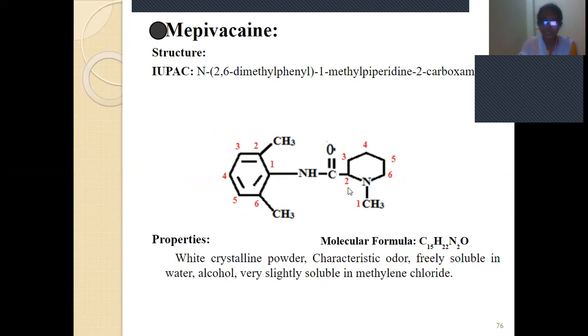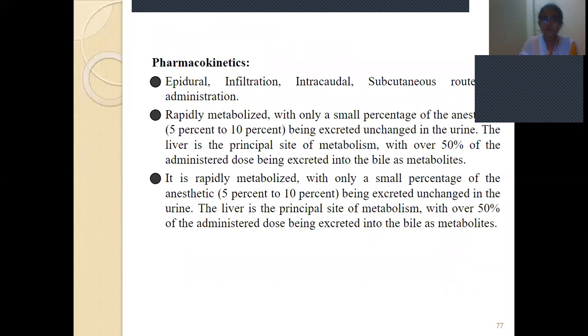Properties are: it is a white crystalline powder with a characteristic odor, freely soluble in water and alcohol, and very slightly soluble in methylene chloride. Pharmacokinetics: the route of administration is subcutaneous infiltration.